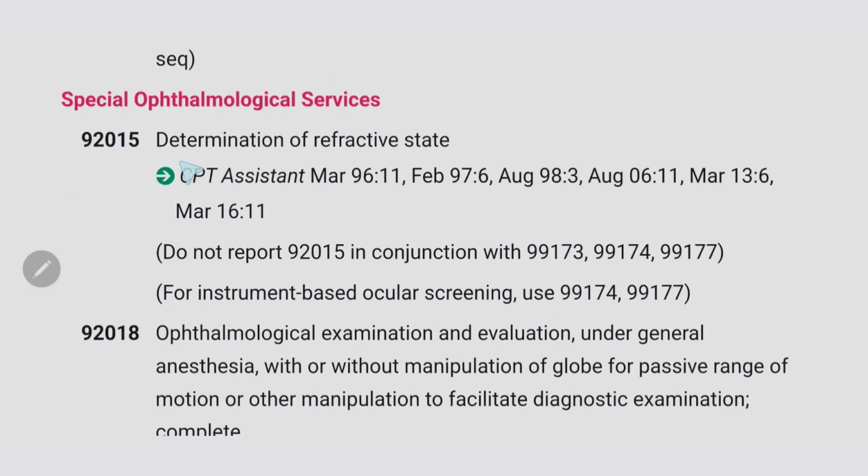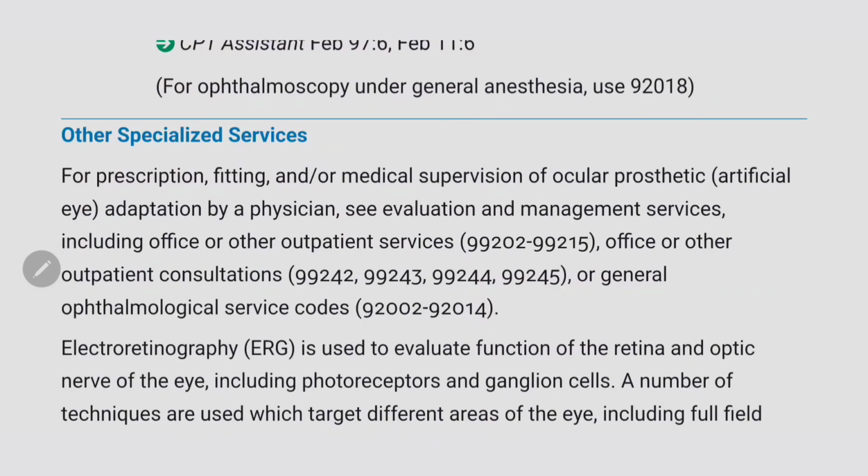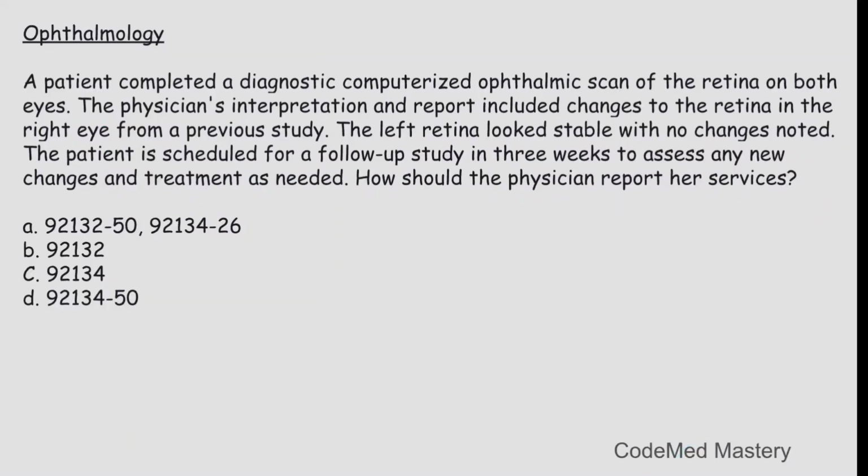Then codes for special ophthalmological services. Then we have codes for ophthalmoscopy. Then we have codes for other specialized services. Just go through the code range once. Let us solve a question related to ophthalmology services.